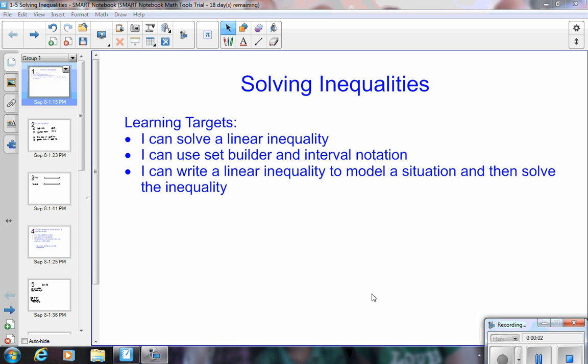Today we're going to be talking about solving inequalities. Your learning targets for today: I can solve a linear inequality, I can use set builder and interval notation, and I can write a linear inequality to model a situation and then solve the inequality.